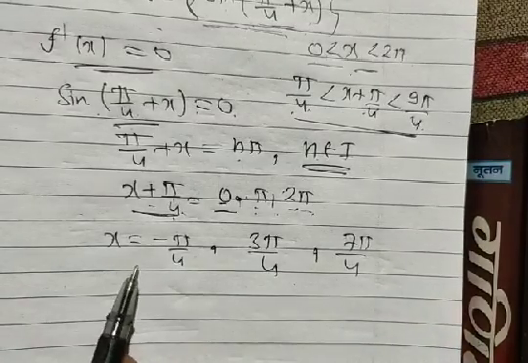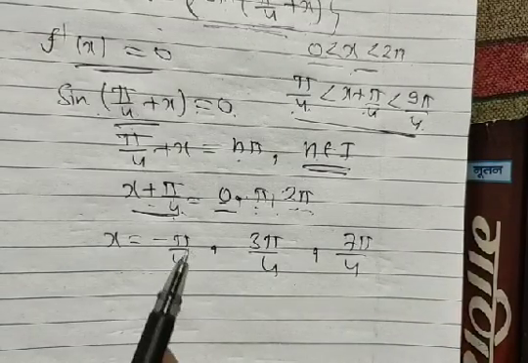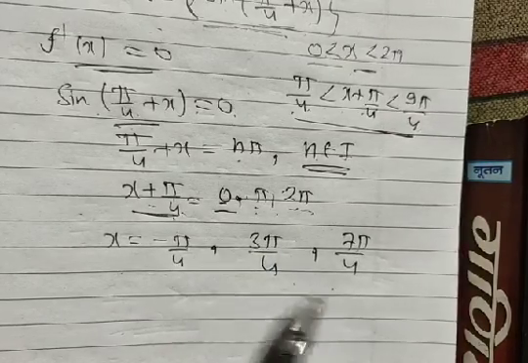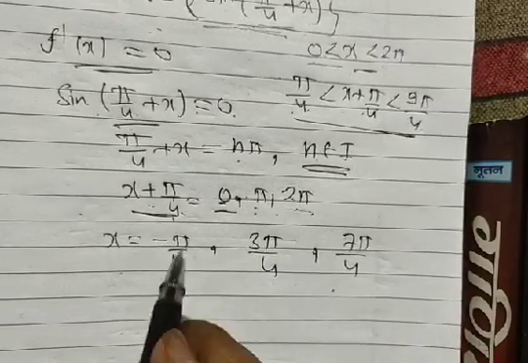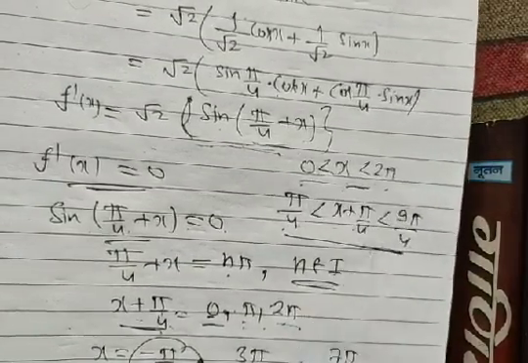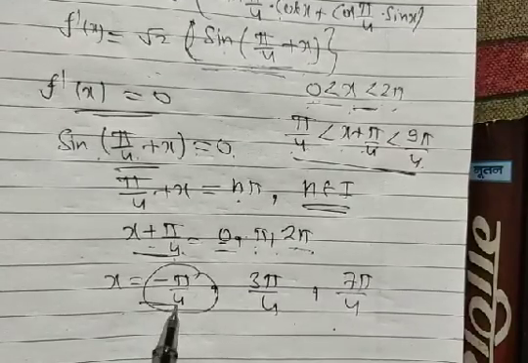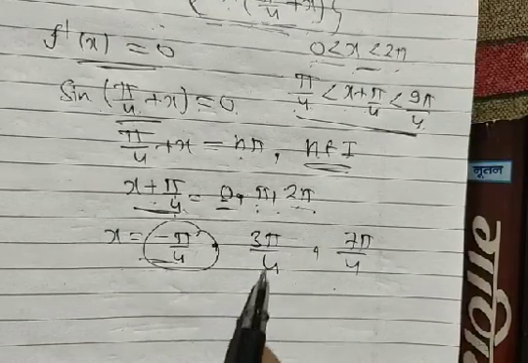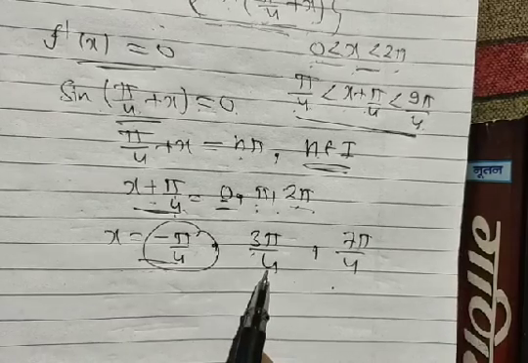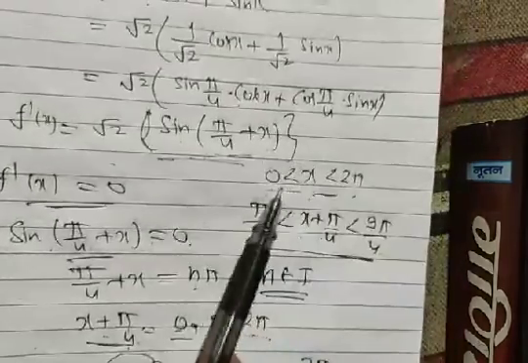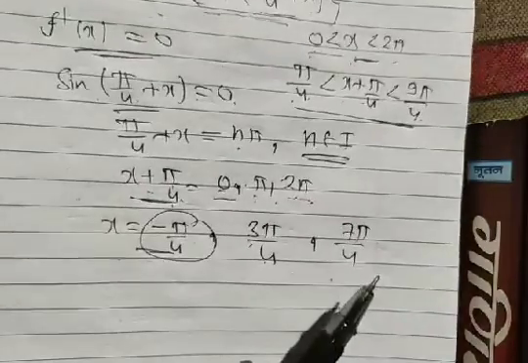Then we get the value of our x. Our x is minus pi by 4, 3 pi by 4 and 7 pi by 4. But we cannot take this value because our x lies between 0 and pi, and this value does not satisfy that. Now we have only the points 3 pi by 4 and 7 pi by 4, and the interval is 0 to 2 pi.